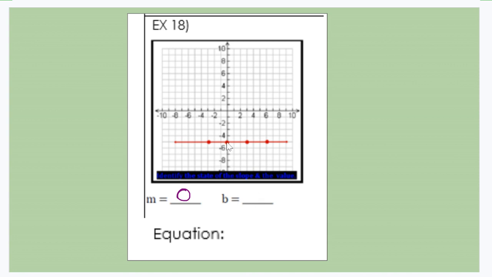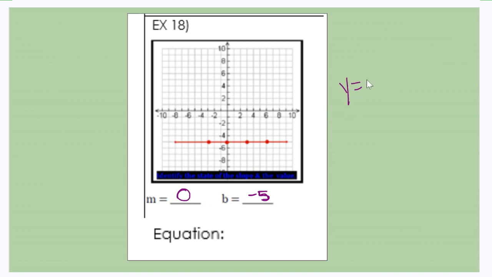Follow that y-axis up, and it crosses right here between negative 6 and negative 4. So that would be what number? Negative 5 would be the y-intercept. All right, so now we want to plug this into our equation.